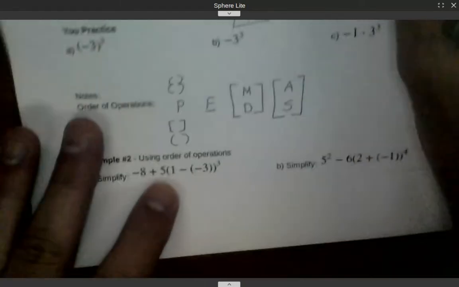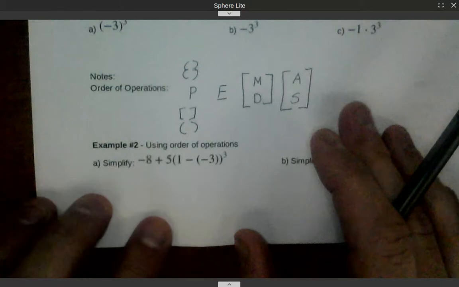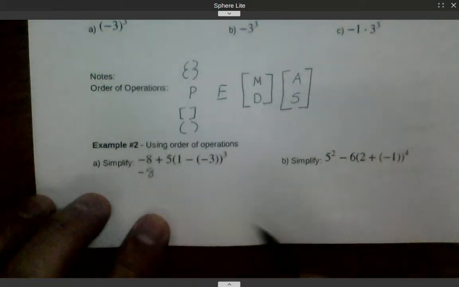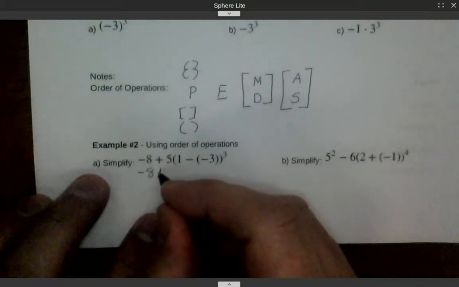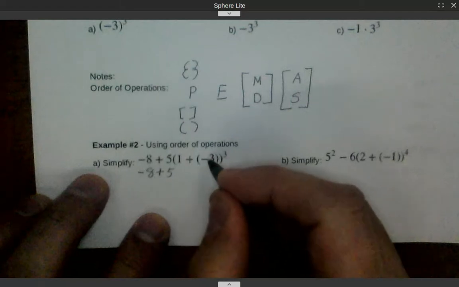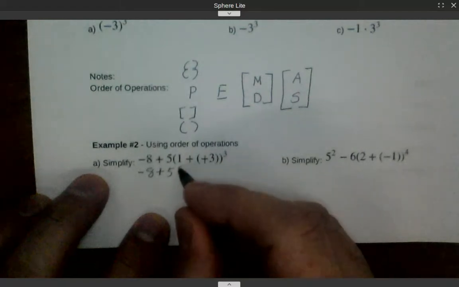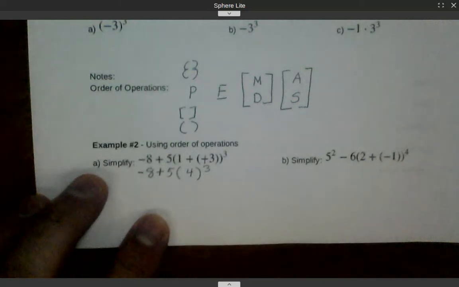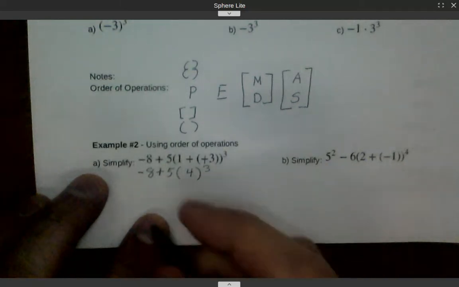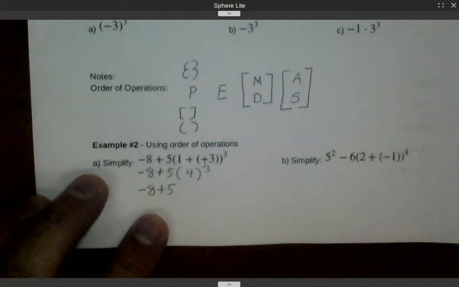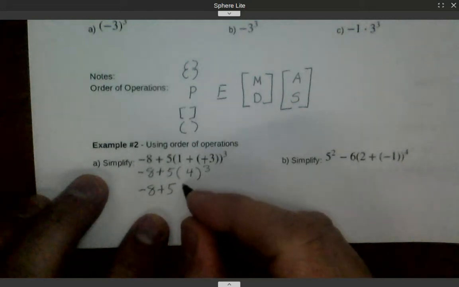Let's look at some other problems that use order of operations. If we do order of operations, we know we want to do the parentheses first. So 1 minus negative 3. Minus a negative turns into plus. So that'll be 4 to the third power. Now we have to do exponents second. 4 to the third power is 4 times 4, which is 16. 16 times 4 is 64.